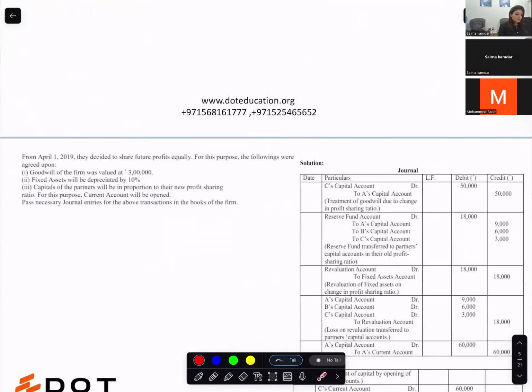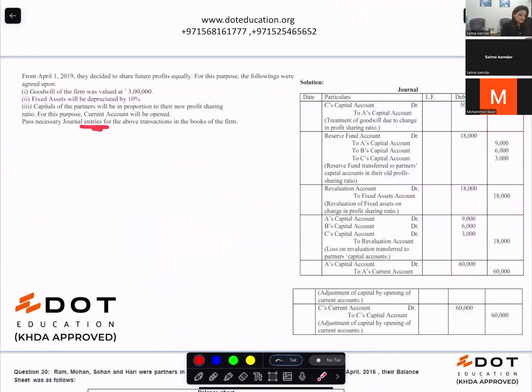So we were asked to pass the journal entries. The main thing that was new over here was that we had to distribute the capital of the partners in the new profit sharing ratio. The closing capital had to be in the new profit sharing ratio, and they had not given us the closing capital. So we had to find the adjusted closing capital. With this we complete this sum.